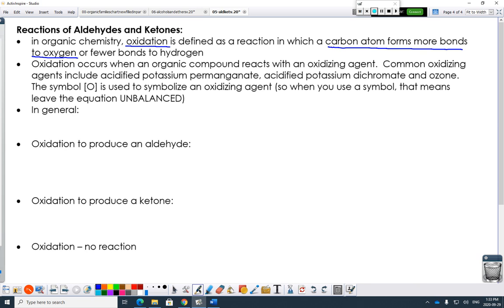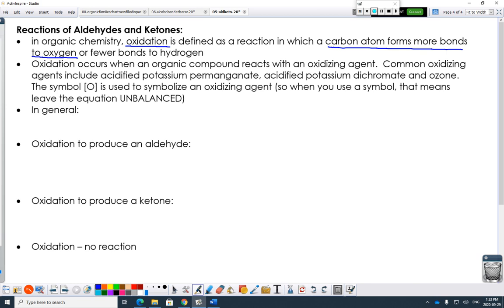Same thing here. You need something to oxidize the organic molecule, which we call an oxidizing agent. Common oxidizing agents are potassium permanganate, which we're going to use Thursday, acidified potassium dichromate, which is very poisonous, and ozone. Ozone in the atmosphere is good, but ozone at ground level is bad. Okay, so oxidation reactions are good and important. However, they are a little bit dangerous.